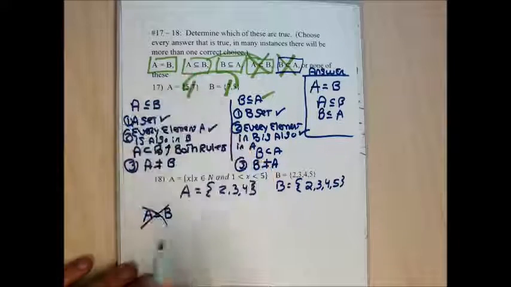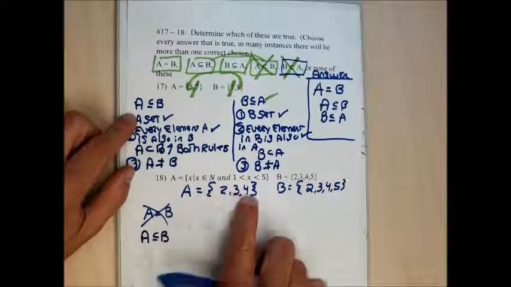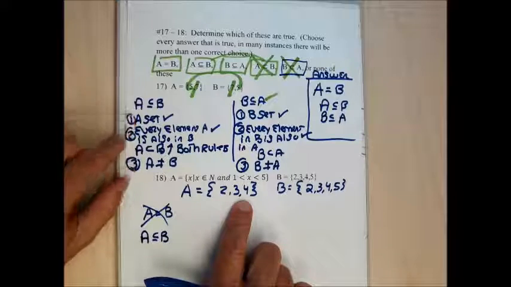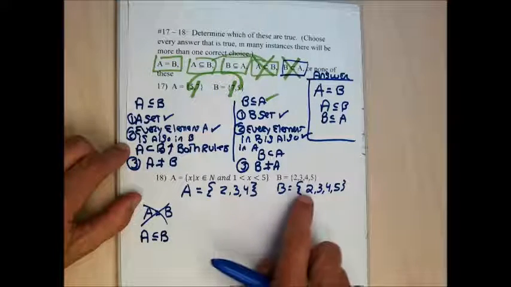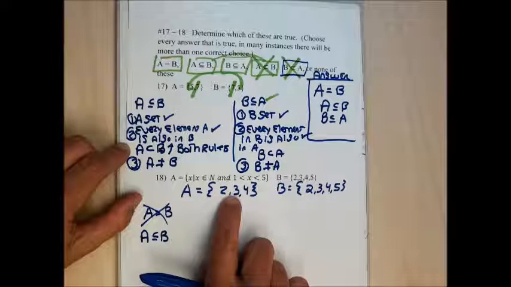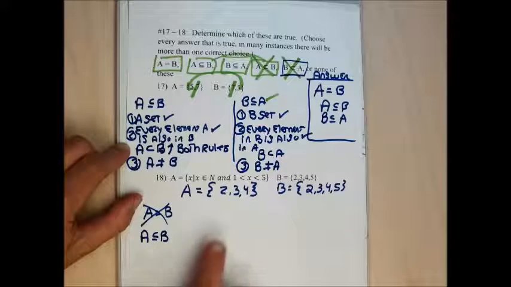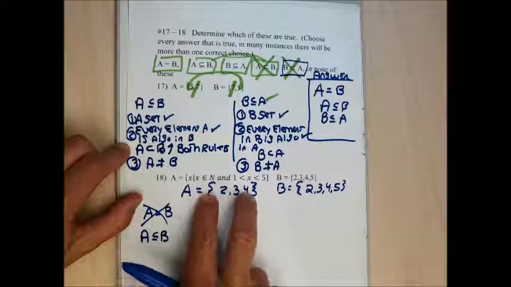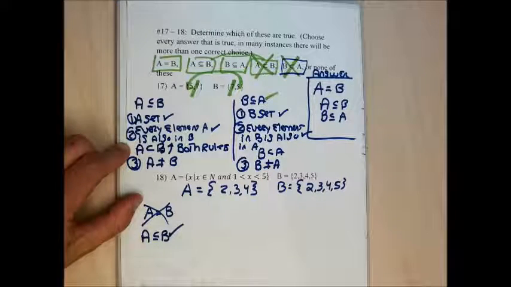Next one I want to look at is A a subset of B. Without writing it down, I'm going to do the two rules. First, A has to be a set, and it's a set. Second rule, every element of A is also in B. 2 is in A, 2 is in B. 3 is in A, 3 is in B. 4 is in A, 4 is in B. It's a subset because it's a set, and every element in it is in B, so this is going to be part of my answer.